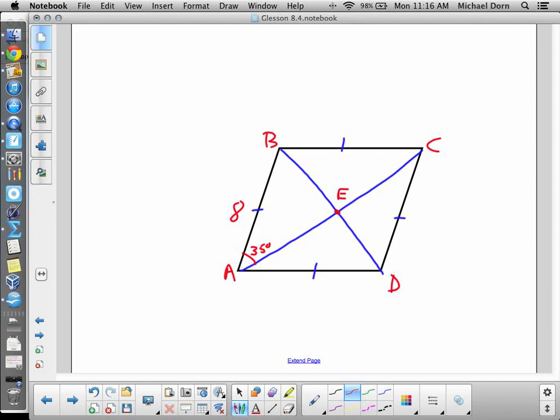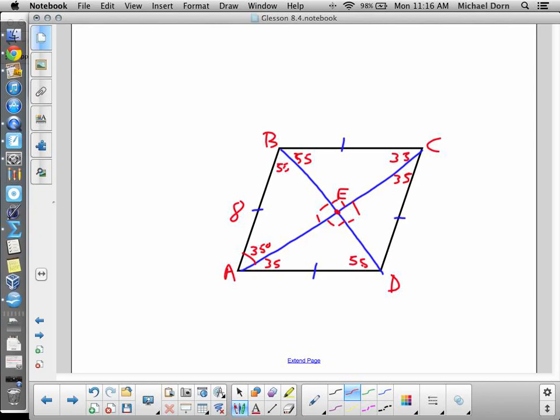35. It's a rhombus, right? So the diagonals have to bisect each other. Or what's the measure of AED? 90. Okay? And then if this is 35 and this is 90, this angle has to be 55 down here. And again, we could figure everything out.